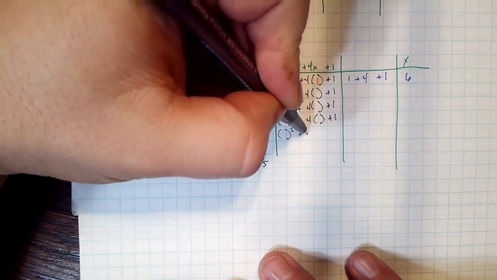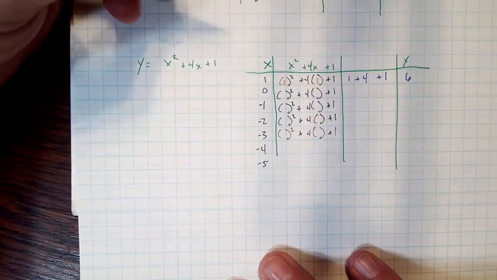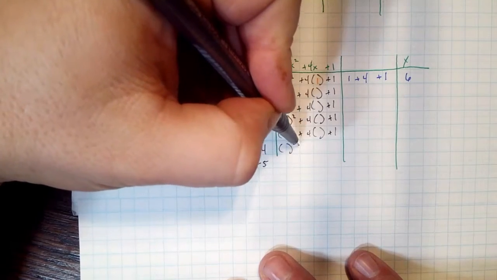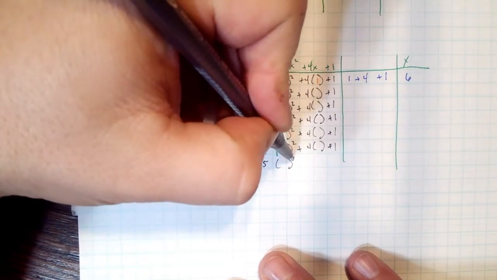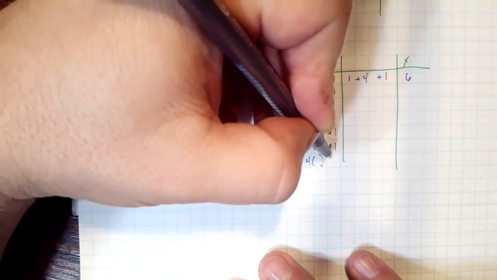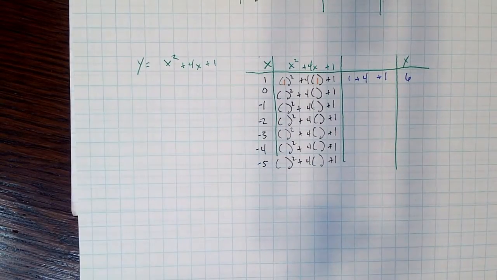Parentheses squared plus 4 parentheses plus 1. Oof, this is going to be a long problem.